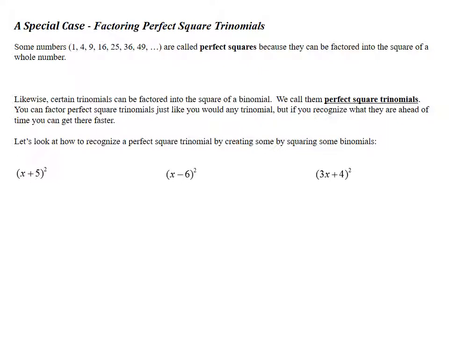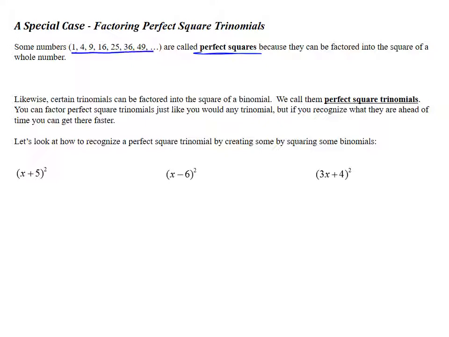Occasionally, you're going to run into what's called a perfect square trinomial. A perfect square trinomial is created by squaring something. We'll take a look at that in a minute, but let's talk about what a perfect square is. A perfect square is a number that comes from something that was squared. In other words, you can factor it back into the square of a whole number.